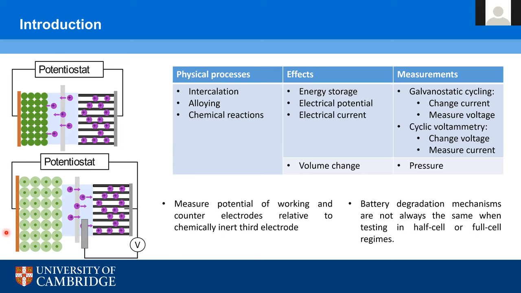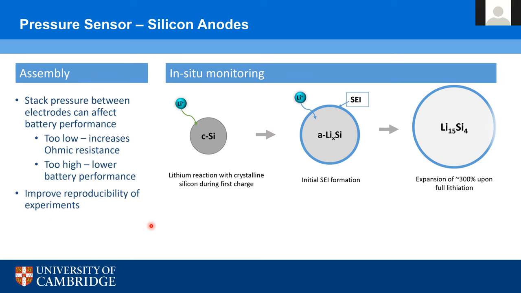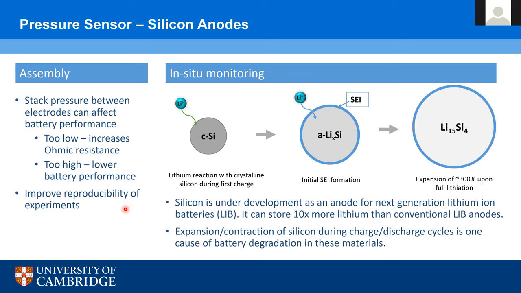This is important to test full cells. Typically we test a lot of materials just in half cells, so we measure one electrode versus a lithium metal electrode. But it's important to test full cells as well because the degradation mechanisms in full cells can be quite different to half cells. So within our project, we aim to take this three electrode cell and integrate a pressure sensor with it. To our best knowledge, in the literature we've not found any examples of a pressure sensor being integrated into a three electrode cell.